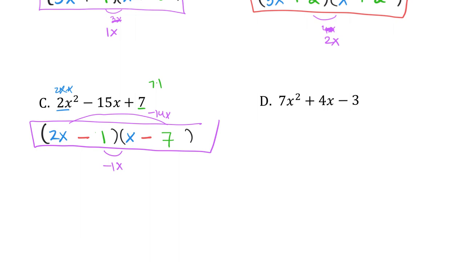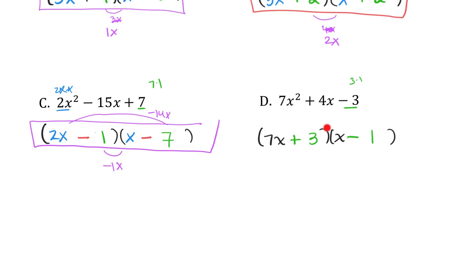Okay, let's try one more using guess and check. 7x times x. The last number is a negative, which means it's going to be a positive and a negative, or a negative and a positive, and I have no idea which way it is, so I'm just going to guess. To get 3 times 1, or I could switch them.